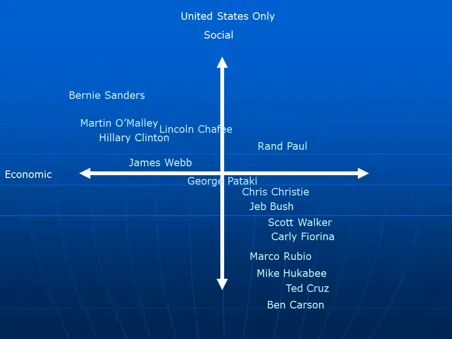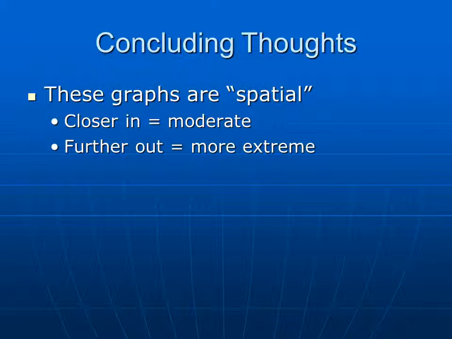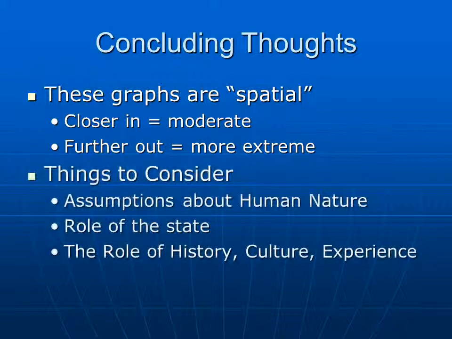The most ideologically extreme candidates are Bernie Sanders for the Democrats and probably Ben Carson or Ted Cruz for the Republicans. These are the most ideologically pure. That's a really important thing to understand, that these are spatial. So you may fall into a particular category, but where you fall within that category matters as well.